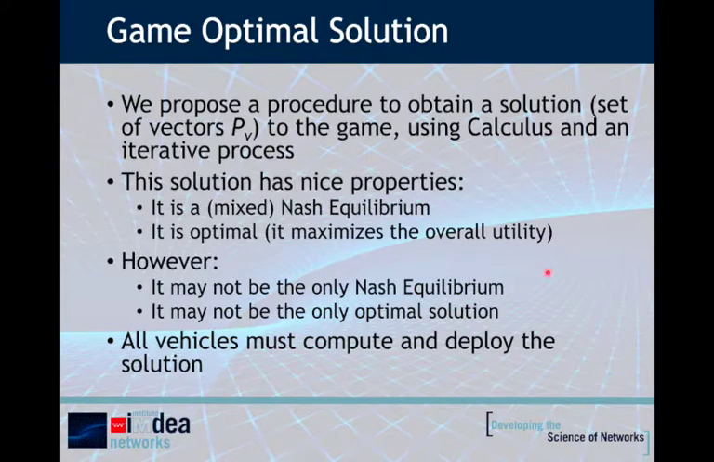Unfortunately, it's a Nash equilibrium, but we don't guarantee that it's the only Nash equilibrium. And it is optimal, but we cannot guarantee that it's the only optimal solution. That means that if we want the solution we find to be used, we must rely on all vehicles computing it and deploying it in a coordinated way. It's a very light coordination because they can compute it and deploy it in a distributed way, but they need to agree that they're going to use this solution in order to achieve an optimal utility.